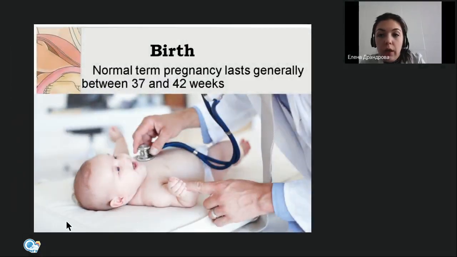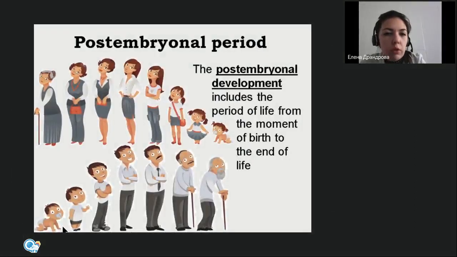And so usually at this term, birth should start, childbirth. Normal term pregnancy lasts generally between 37 and 42 weeks. In humans, it's about this time. If it is more than 42 weeks, such a birth is named post-mature birth. And if it is less than 37, it's premature birth. And if more than 42, it's also named prolonged pregnancy. You will study it in obstetrics.